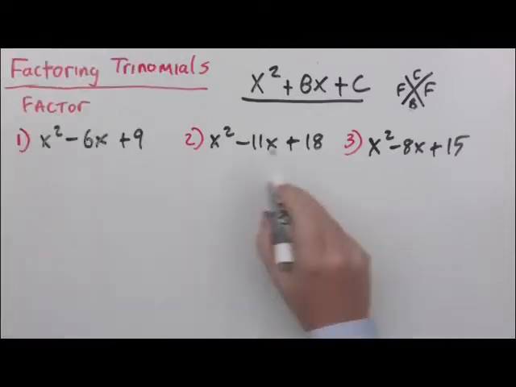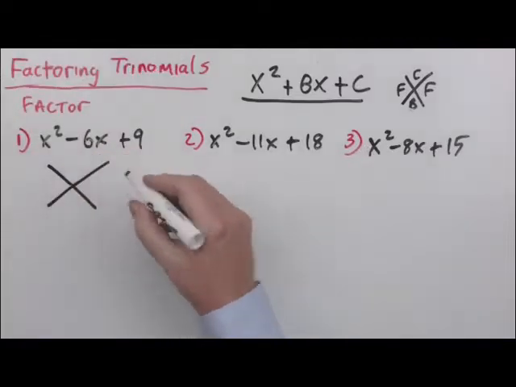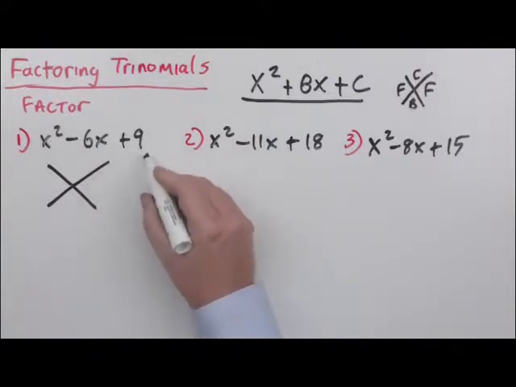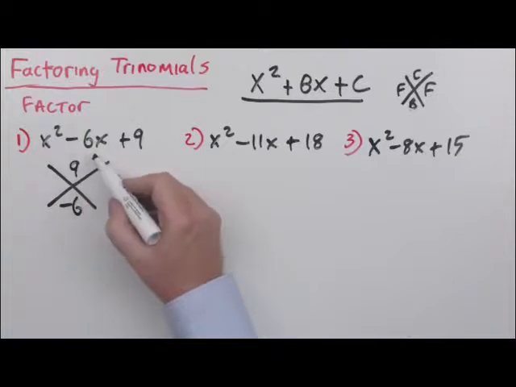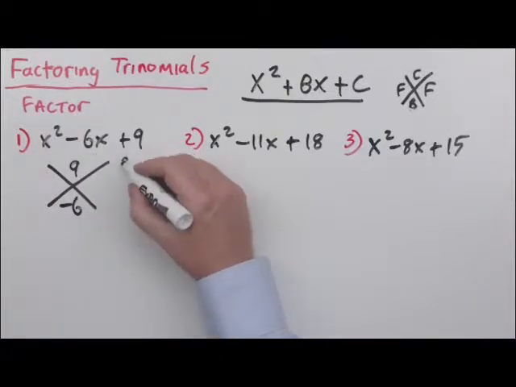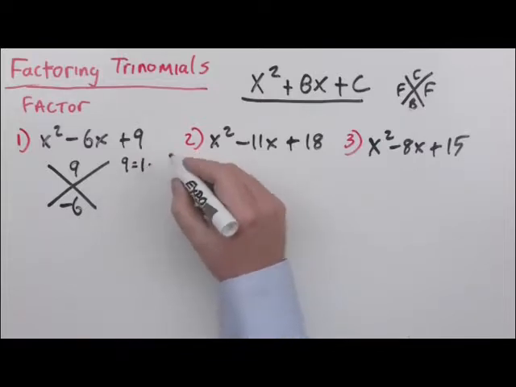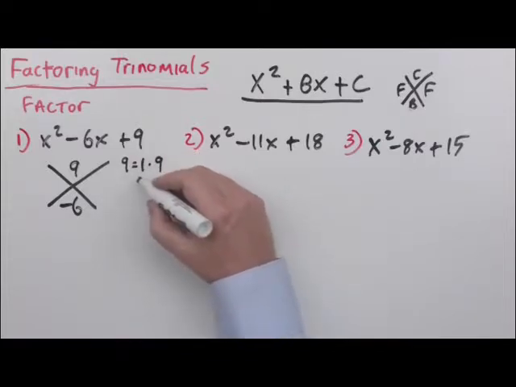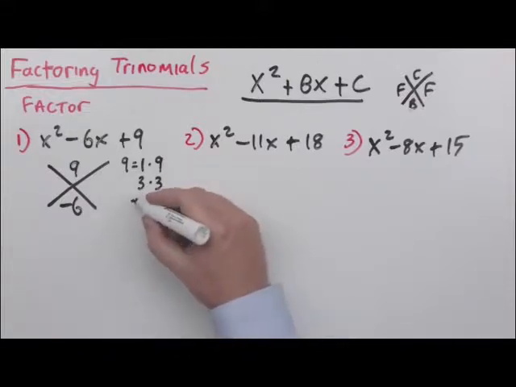Let's look at some harder ones that involve negative signs, but we do the same thing. So this would be 9 on top and negative 6 on bottom. Now we've got to think about things that multiply to 9 and add to negative 6. Let's think about the things that multiply to 9. 1 times 9 doesn't add to negative 6. 3 times 3 doesn't add to negative 6, it adds to positive 6.